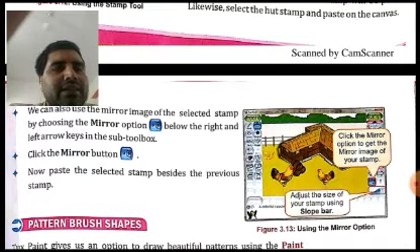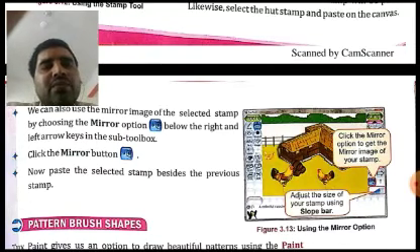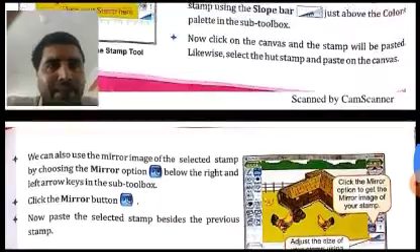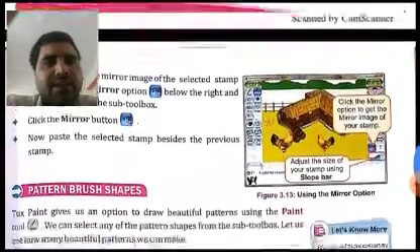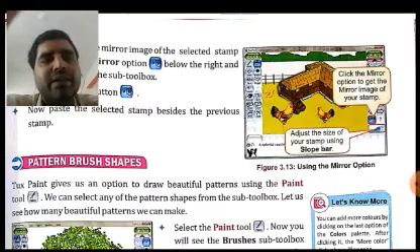Okay, you can also adjust the size of the stamp by using the slope bar, and you can place the selected stamp beside the previous stamp. Whatever mirror image you have selected of your stamp, you can paste that in a similar manner beside your previous stamp. Now just by clicking, you can paste the mirror copy of the stamp. You can also paste it in a similar manner by clicking on the canvas.